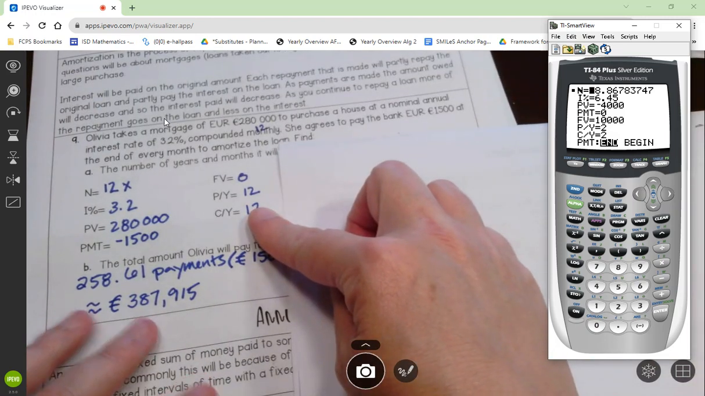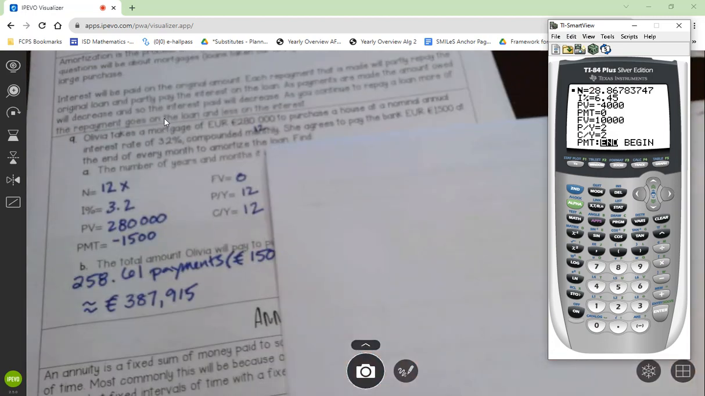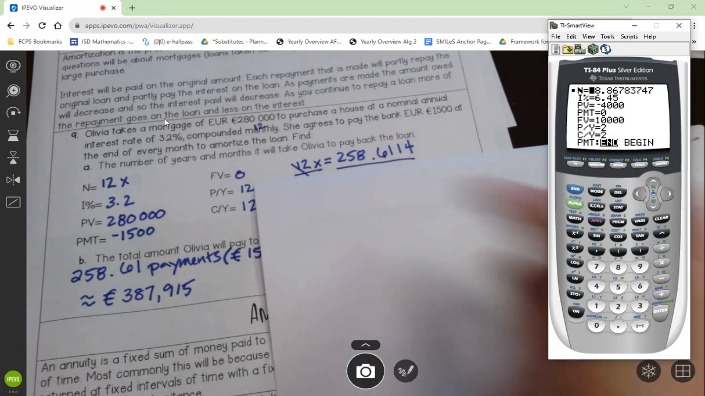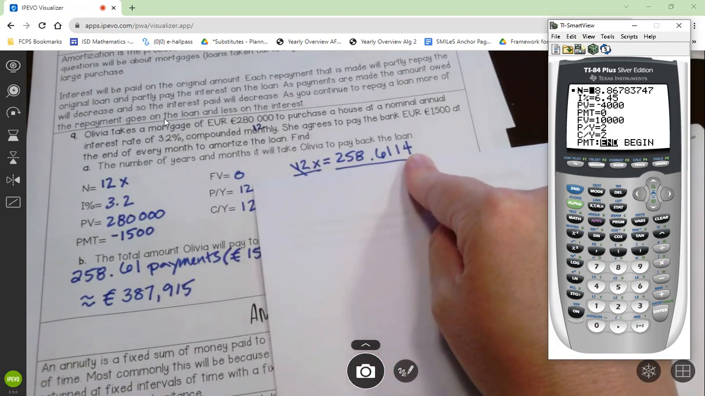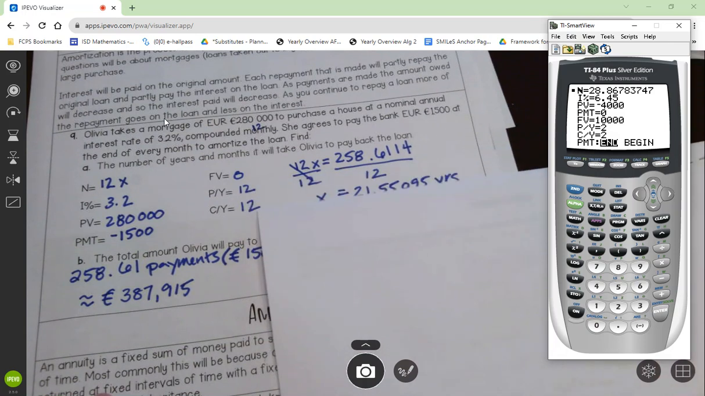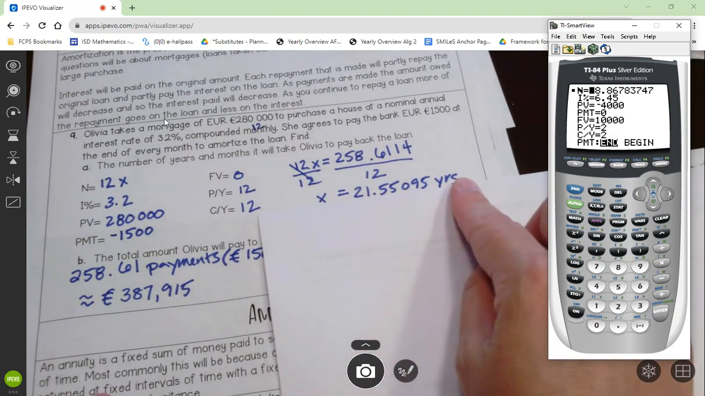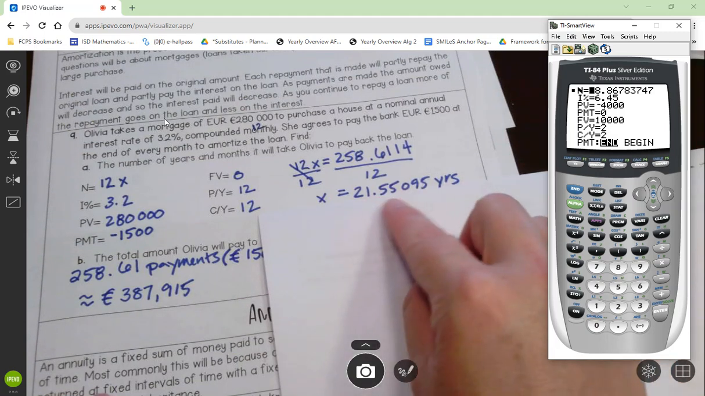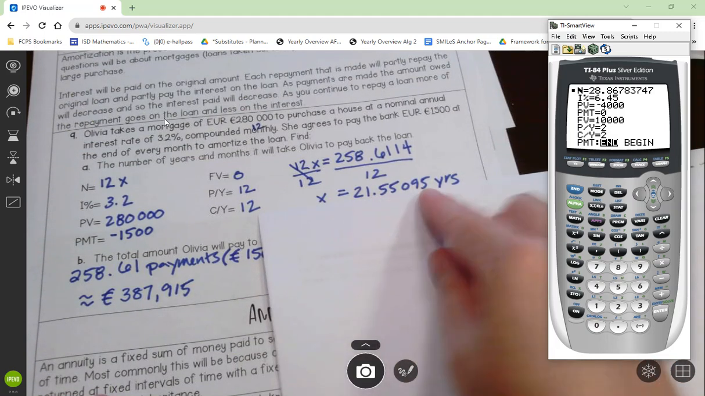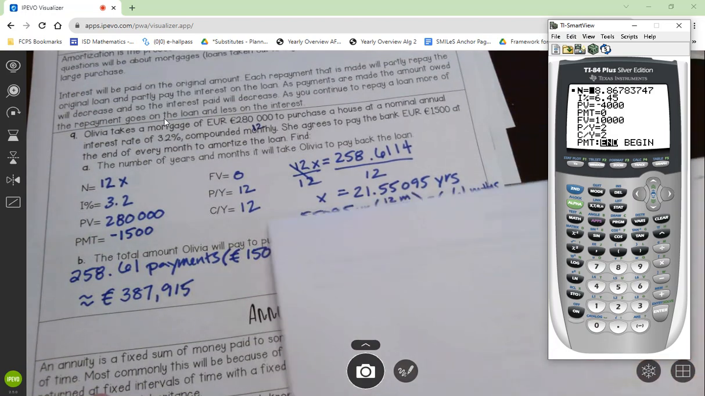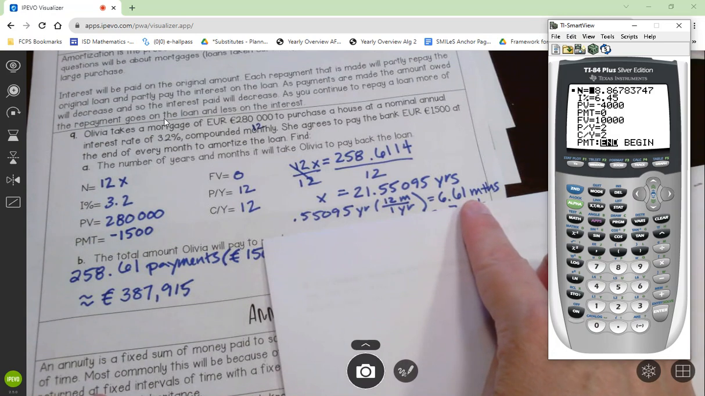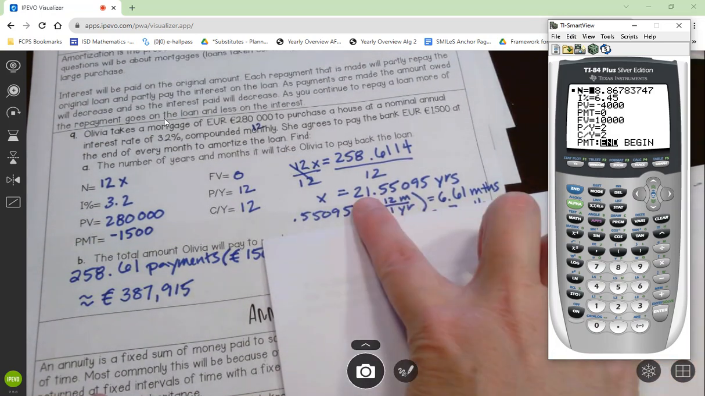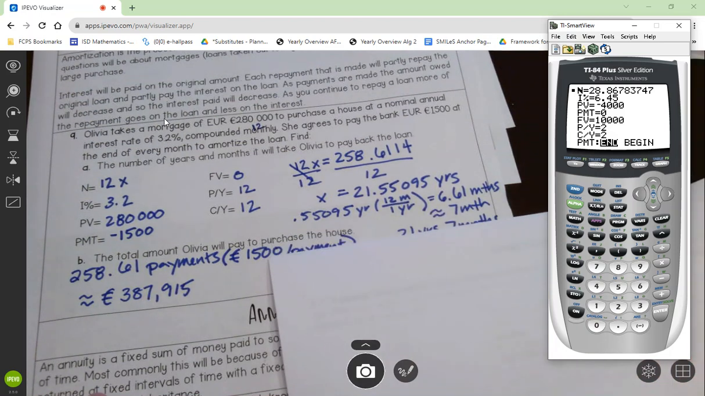So we're going to put that and this information into the solver. And what we're going to get is a value for 12x. So when you put that into the solver, you should get that 12x equals this number, and we divide it by 12, and we get the number of years. But we want to know the number of years and months rounded to the nearest month. So we're going to take this value and multiply it times 12 months per year. 6.61 months will round to 7 months, and so it's going to be 21 years and 7 months.